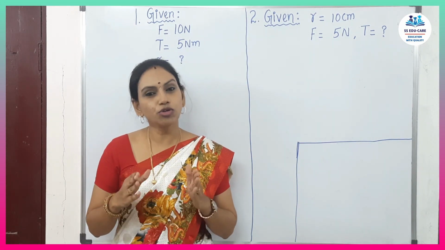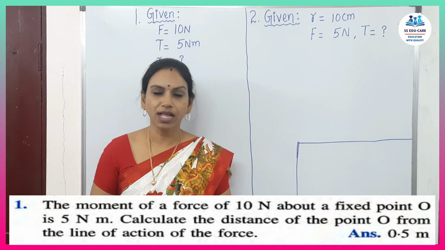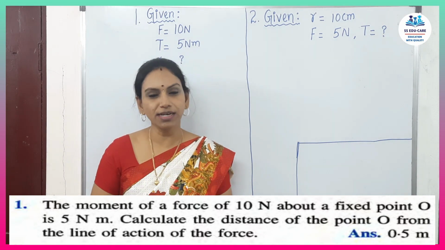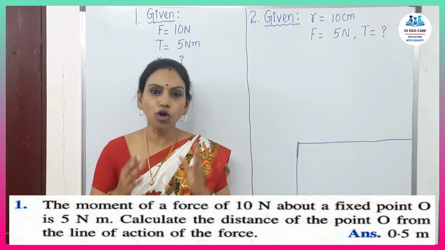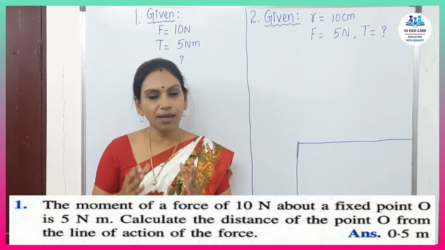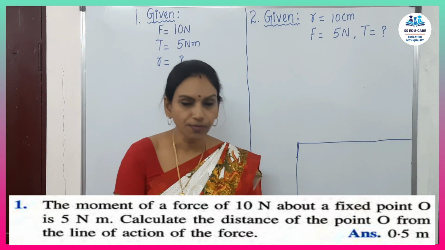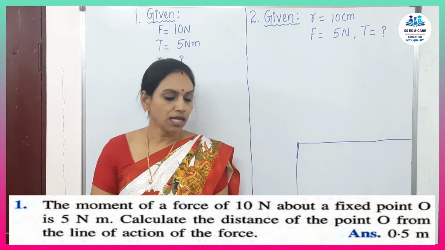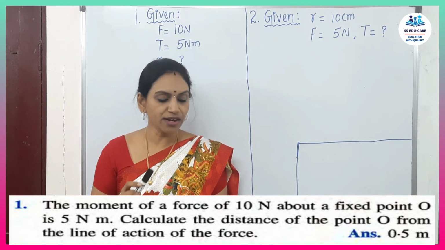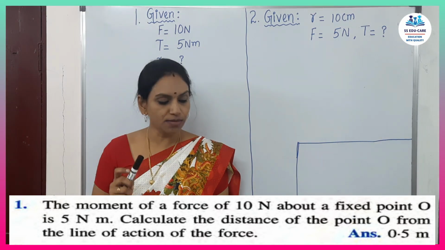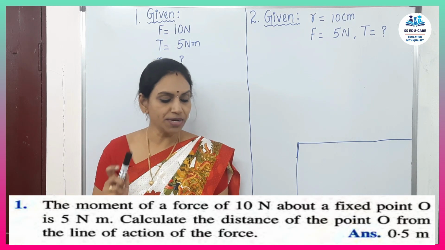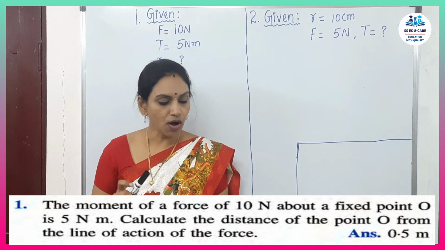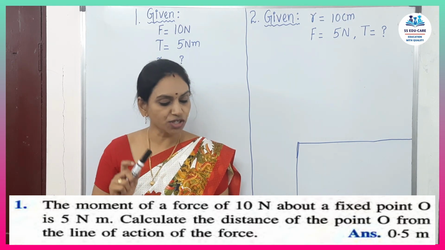Let's go on to numerical number 1. The question is displayed here. I will be reading out the question and then I will solve it for you. Question number 1. The moment of a force of 10 Newton about a fixed point O is 5 Newton meter. Calculate the distance of the point O from the line of action of the force.